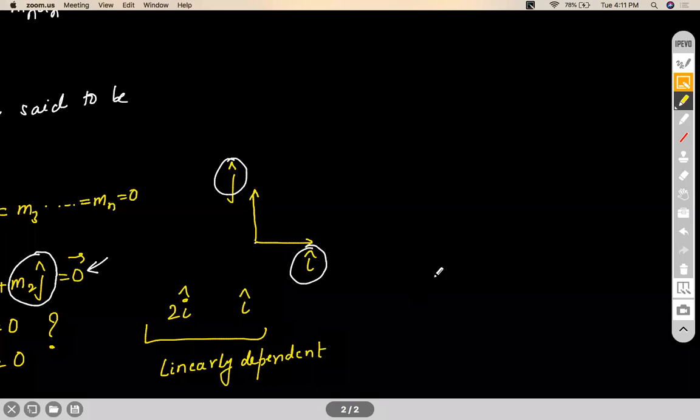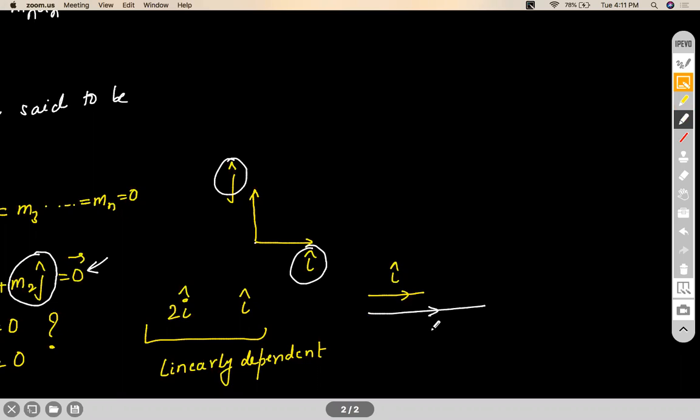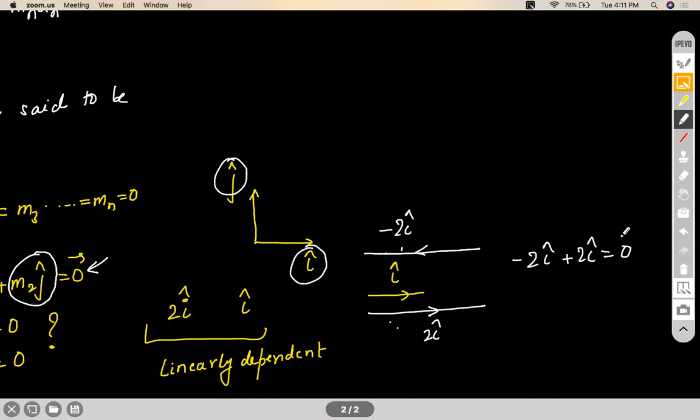In this case, if you have I vector and you have another vector 2i, can you do something with these vectors such that the resultant becomes 0? You will say, yes, sir, I can do that. I will scale this up by a factor of 2 and reverse this direction. So I'll make minus 2i cap from it. Now if you add these two vectors, you will be able to get a null vector out of it.